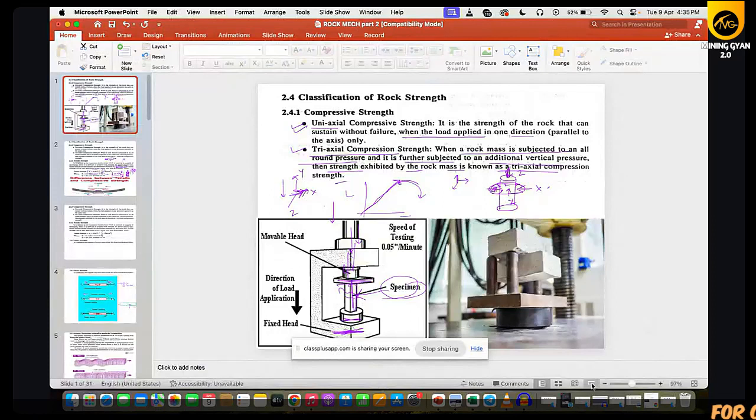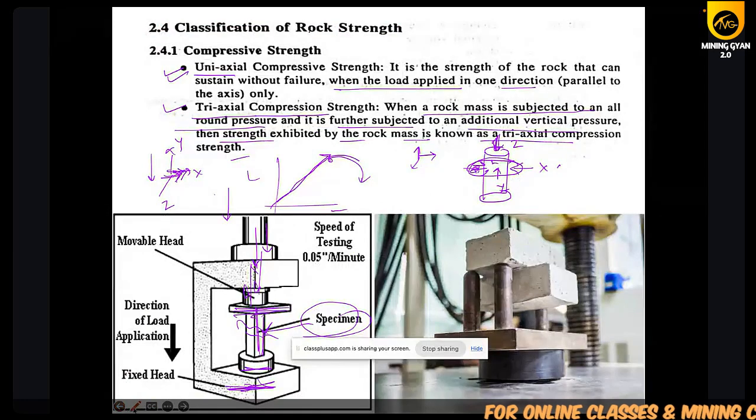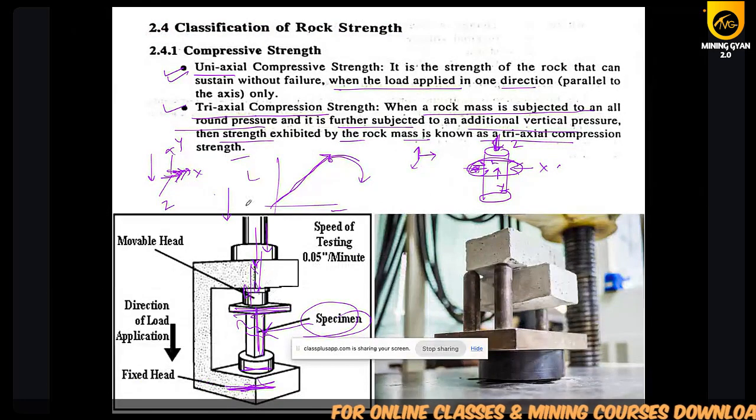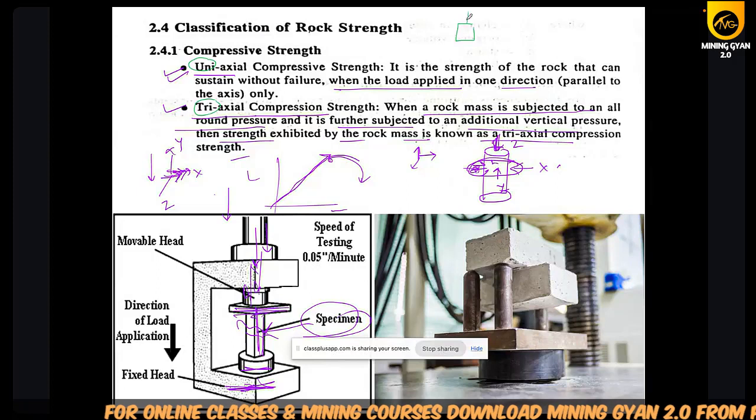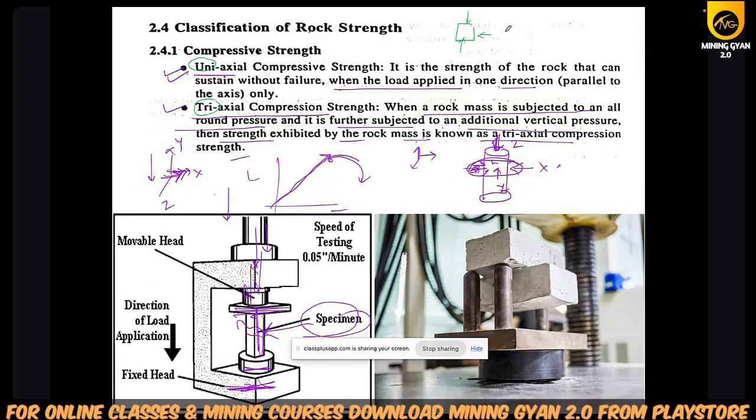Yesterday, in the previous class, we have seen what compressive strength is. So I told you, compressive strength is of two types: uniaxial or triaxial. What is uniaxial? If we are compressing from one side, that means the force is in an inward direction, that means it is compressive.